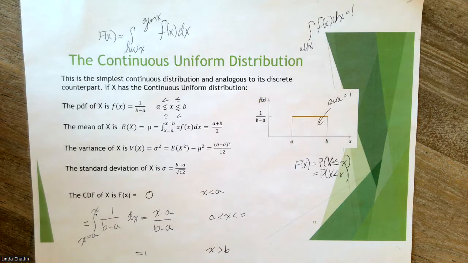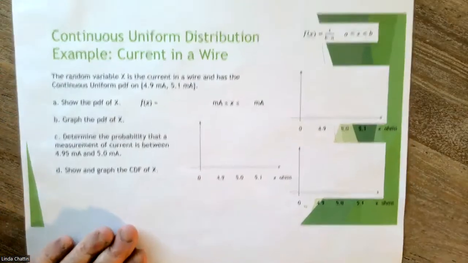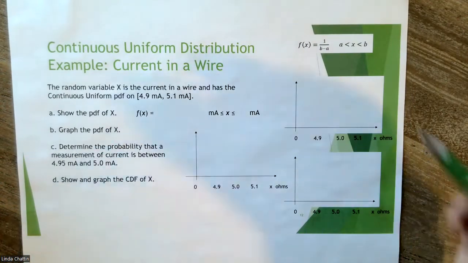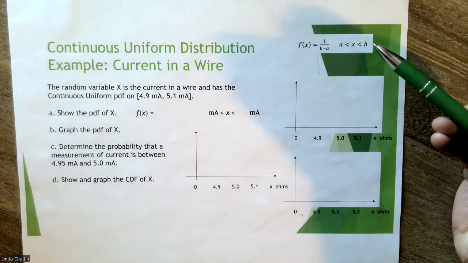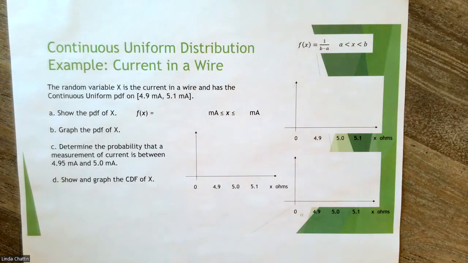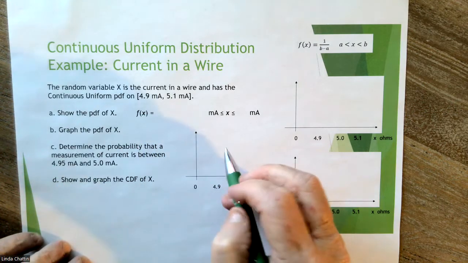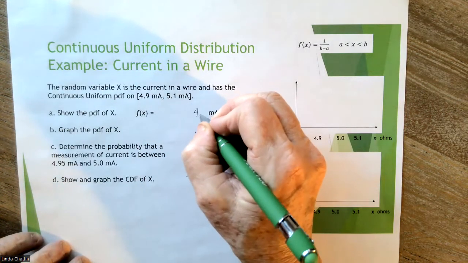So here's an example of the continuous uniform. And again, it should look sort of familiar because we did something similar to it earlier on in the chapter. Suppose we have this PDF for the current in a wire measured in milliamps. The random variable is the current in a wire. It has a continuous uniform PDF over 4.9 milliamps to 5.1 milliamps. It says show the PDF, and what I mean by that is to show the equations for it. So we can see that a is going to be 4.9.